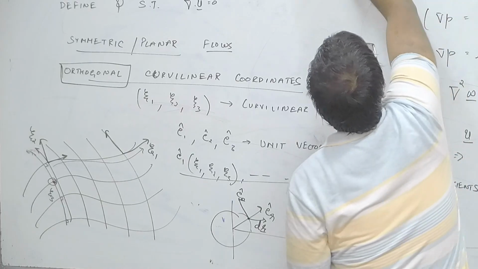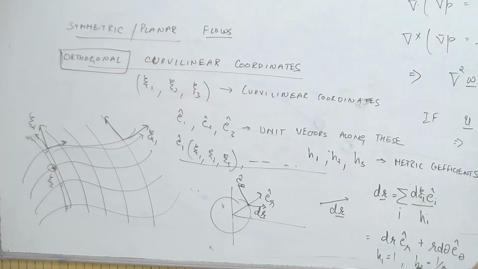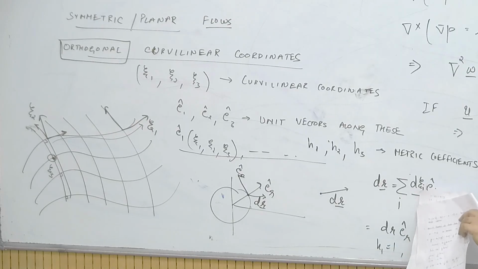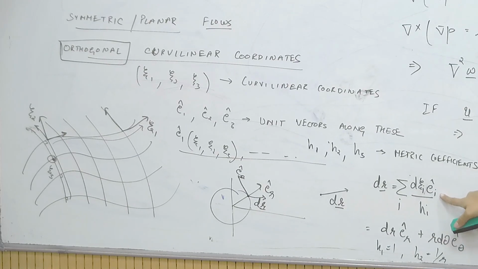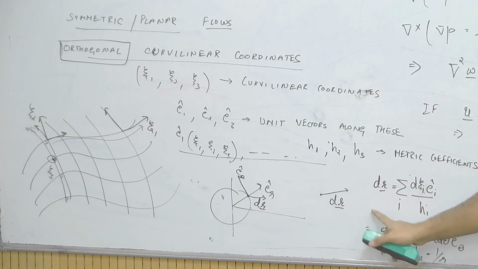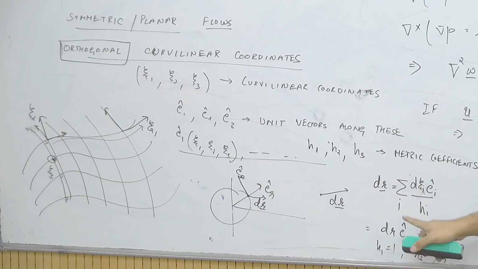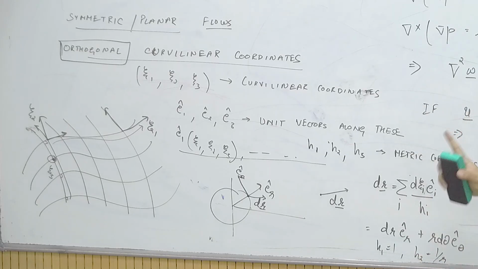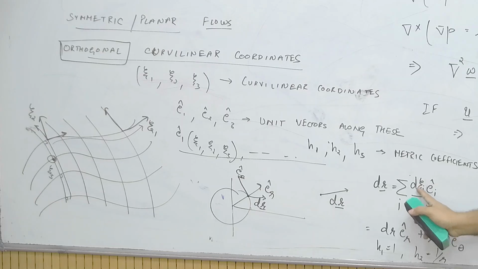Yes. How did you get H2 as 1 by r? By comparing with this definition here. So, this is the definition to obtain the H i's. dr is dr e hat r. C1, C2, C3 are basically r, theta and z, let us say. Let us say I am not moving in z at all. So, this is dr e hat r by 1 plus d theta e hat theta by 1 by r. So, H2 is 1 by r.